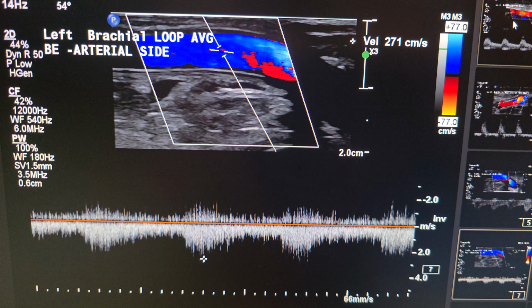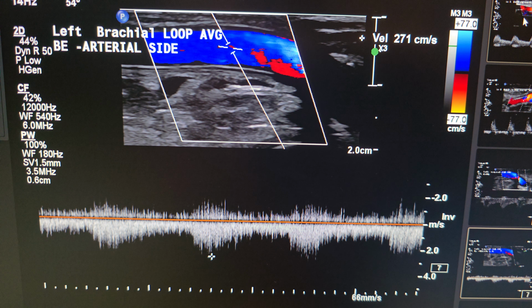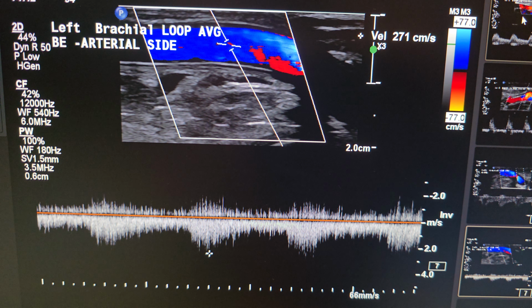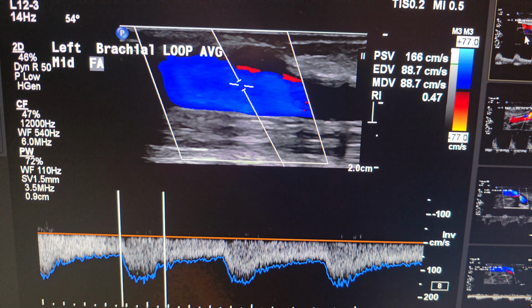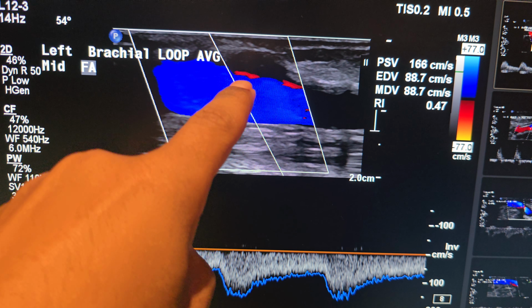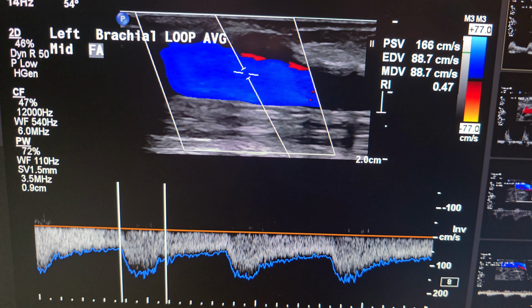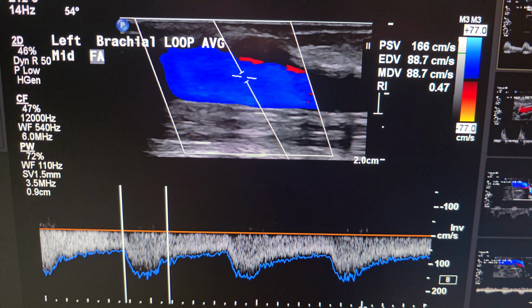We keep following the graft at the arterial side, at below elbow and at mid forearm. Here we can see there is some irregularity, and this is most probably due to the puncture.